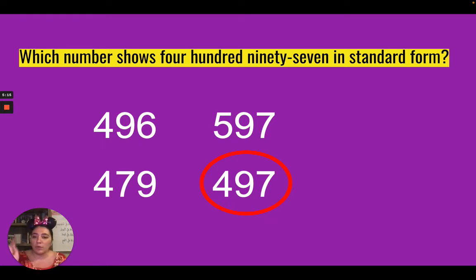Do we have a 4 in the hundreds, 9 in the tens, 7 in the ones place? That's why we go back and check our work, because if we're just rushing through, these numbers can all look super similar and we can make a quick mistake there.